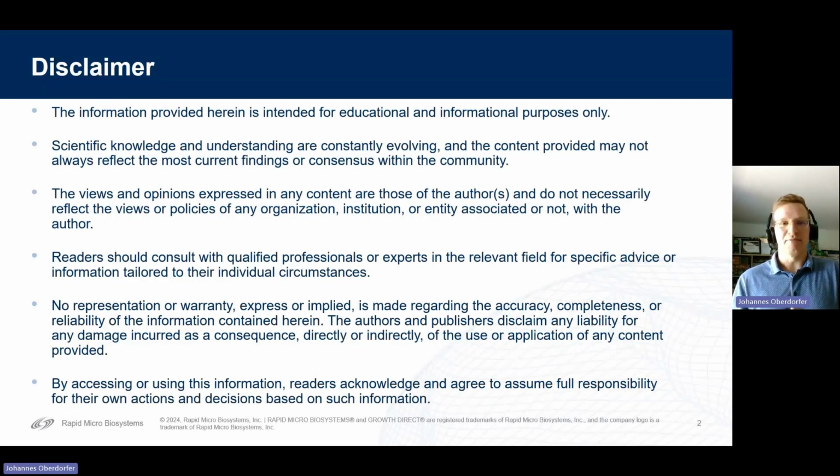A short disclaimer: the information you see is my own opinion. It does not represent Rapid Microbiosystems, my employer, as a whole. This is really from my perspective, and that's important. So please don't look at it and then go out into your facility and shout, "Oh yeah, this and that needs to be done." Double check your information and then take action if needed.